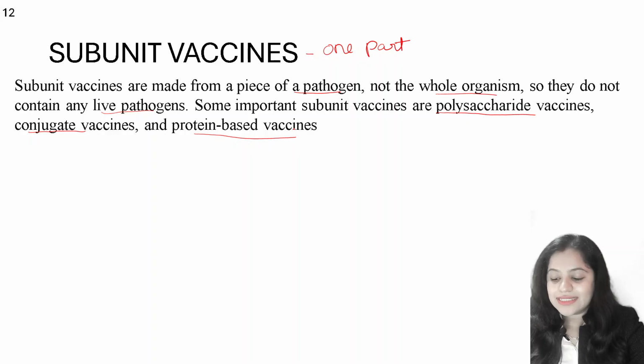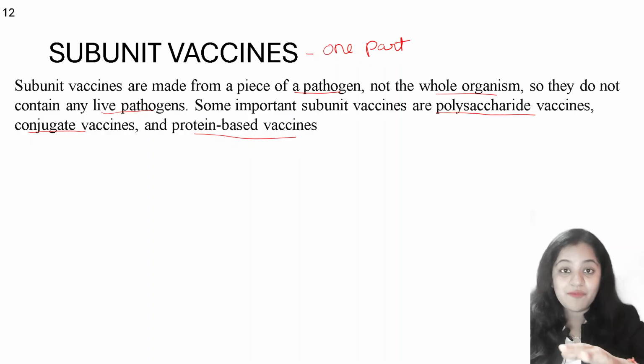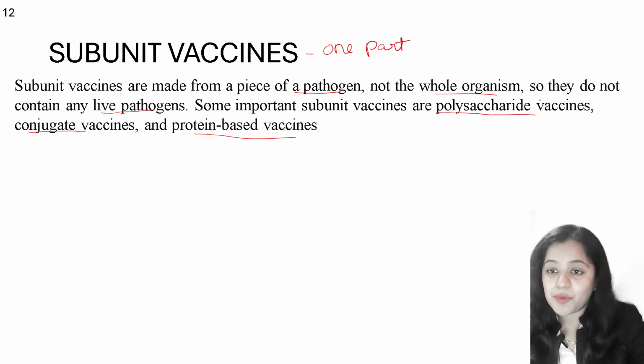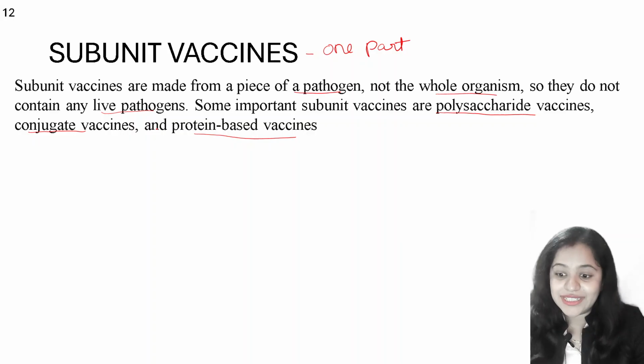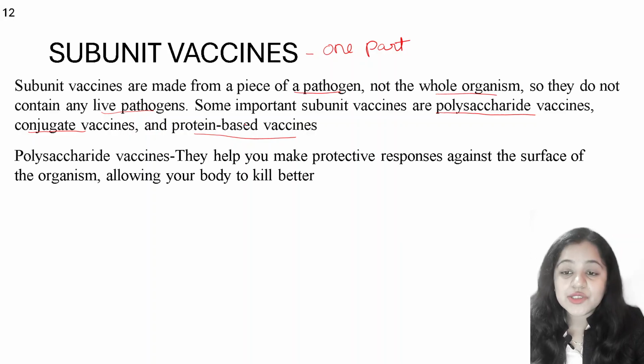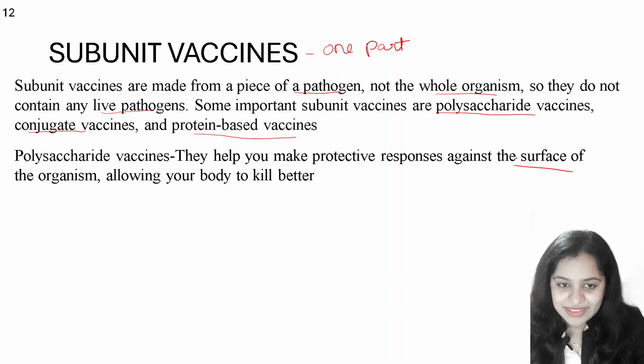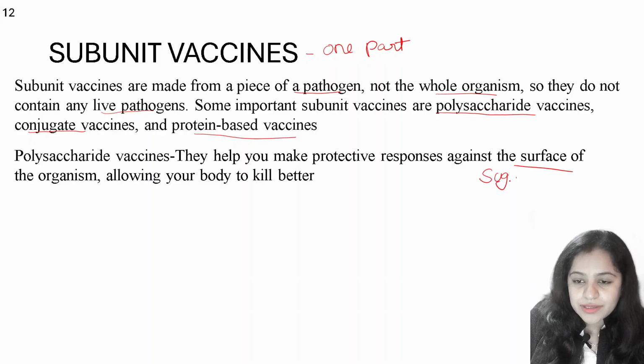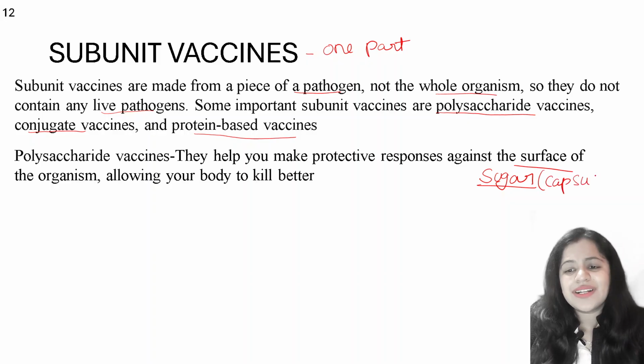See, the types are based on whichever part of the organism they are made from. So if it's made from a polysaccharide part, they call it polysaccharide vaccine. If it's protein based, then a protein-based vaccine. If from a combined part of both, it's a conjugate vaccine. So let's see all of them one by one. First is your polysaccharide vaccine. They help you make a protective response against the surface of the organism, allowing your body to kill better. The surface of the organism contains sugar, that is polysaccharide. It is mostly in the form of a capsule.